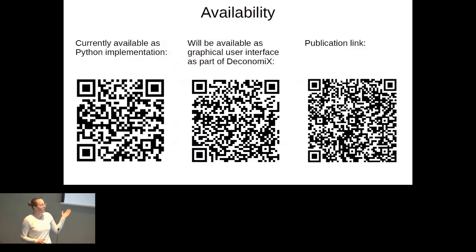So here is the availability. We have our code available as a Python implementation. Our paper is now published via the conference, and we also have this first algorithm, this DTT algorithm, available as a graphical user interface, and we will implement our height algorithm in the next time also in this Deconomics user interface.